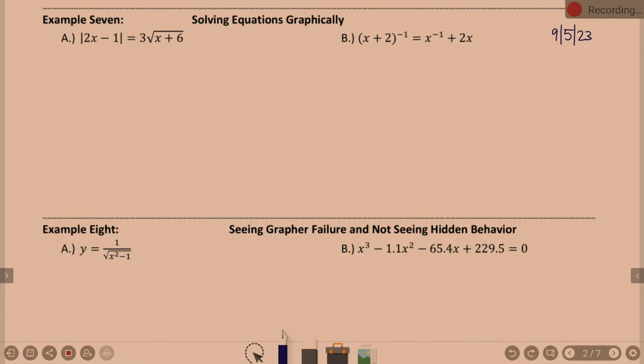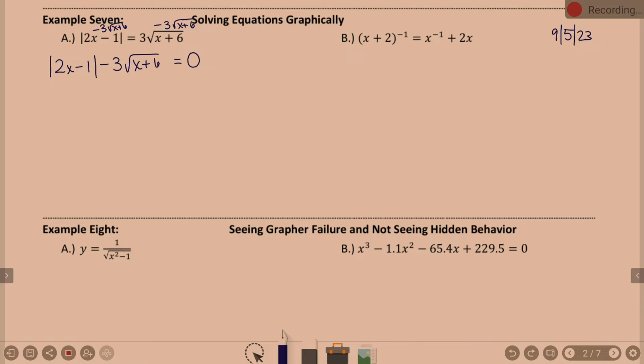We have this 3 times square root of x plus 6. That is 1 square root multiplied by 3. So we're going to think of this as one term. How are we going to move the 3 square root of x plus 6 over? If it's a positive 3 square root of x plus 6, we're going to subtract it. If I subtract the term 3 square root of x plus 6 on the right, we're going to subtract 3 square root of x plus 6 on the left. So then I'm going to have the absolute value of 2x minus 1 minus 3 square root of x plus 6, and it's now going to equal 0.